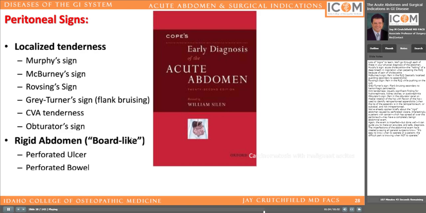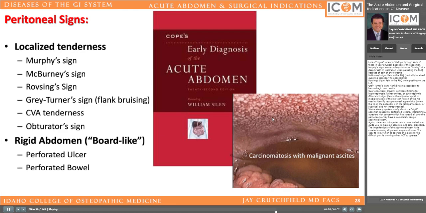Interestingly, a patient with cancer which is spread all over the peritoneum may have a completely benign abdominal exam. Again, the abdominal examination is imperfect, but done well, it can guide you to make an accurate and safe diagnosis. The imperfections of the abdominal exam have created a saying all general surgeons know: it's easy to know when to operate on a patient. The difficult part is knowing when not to operate.